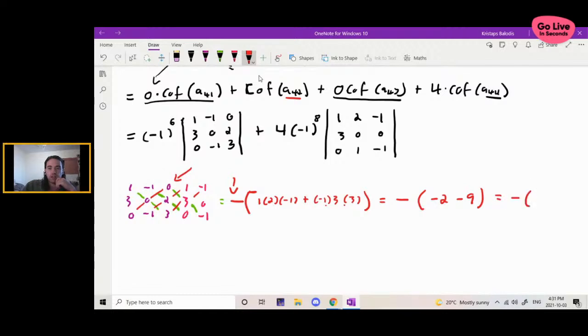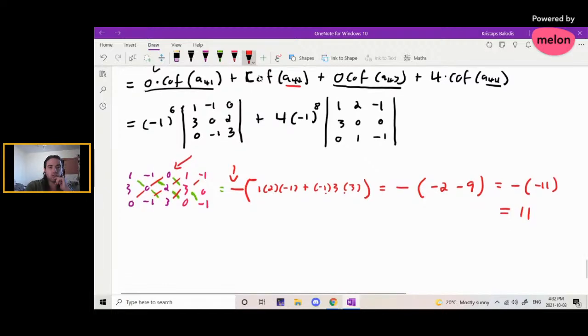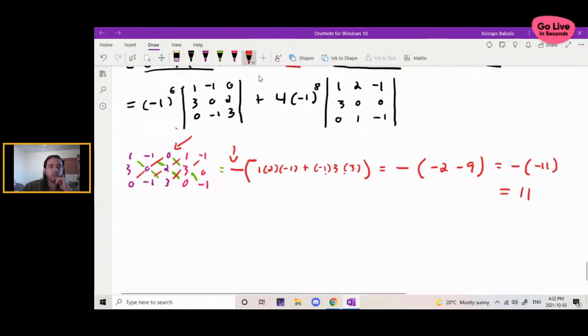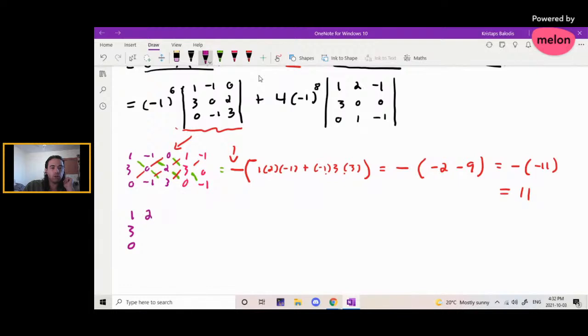So this is the negative of negative 11, which is positive 11. Okay, so let's compute. That is the determinant of this first 3 by 3 matrix. Let's compute the determinant of this next 3 by 3 matrix. So we have 1, 3, 0, 2, 0, 1, minus 1, 0, minus 1.